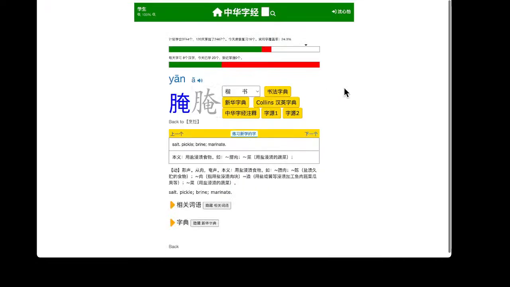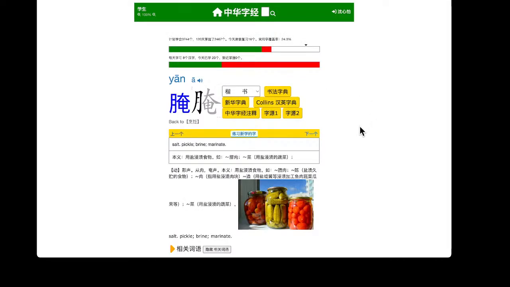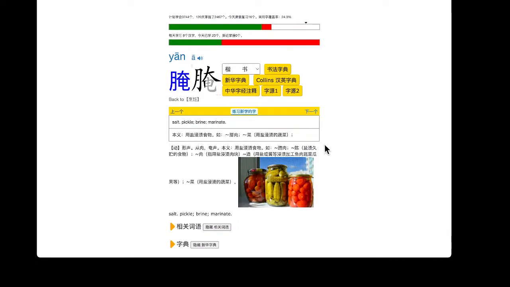Next one. 请练习 腌, 今天新学的字。 腌 means pickle. It means you prepare food by soaking it in salty water. Now with this method you can 腌 vegetables. You can also 腌 meat. 腌腊肉. It's used both for meat and vegetables.